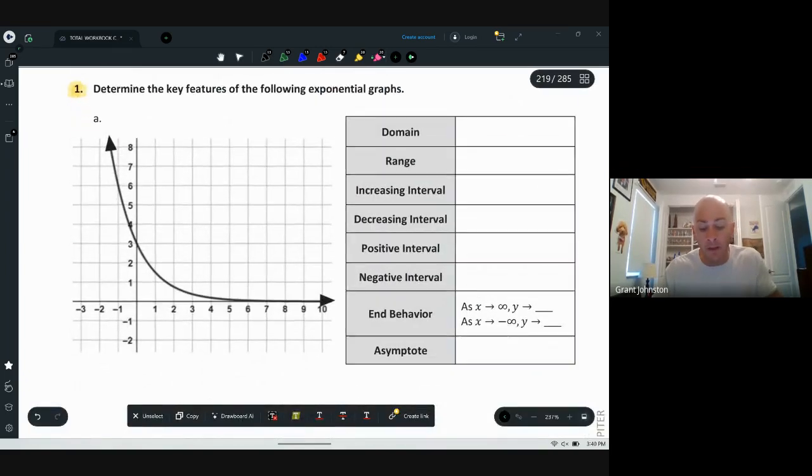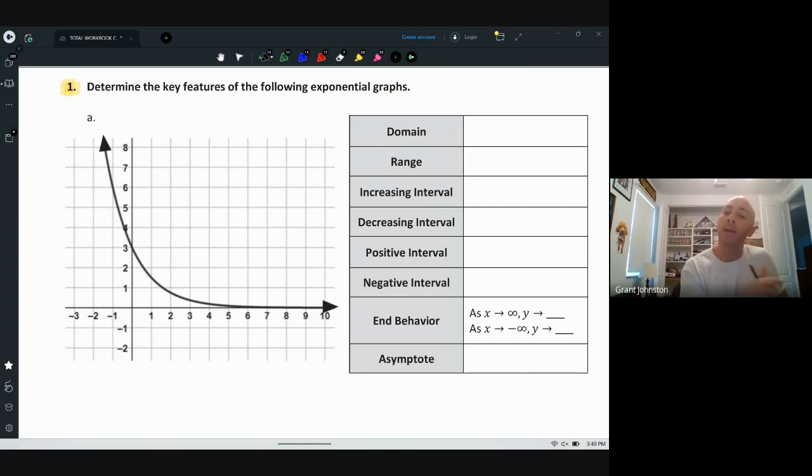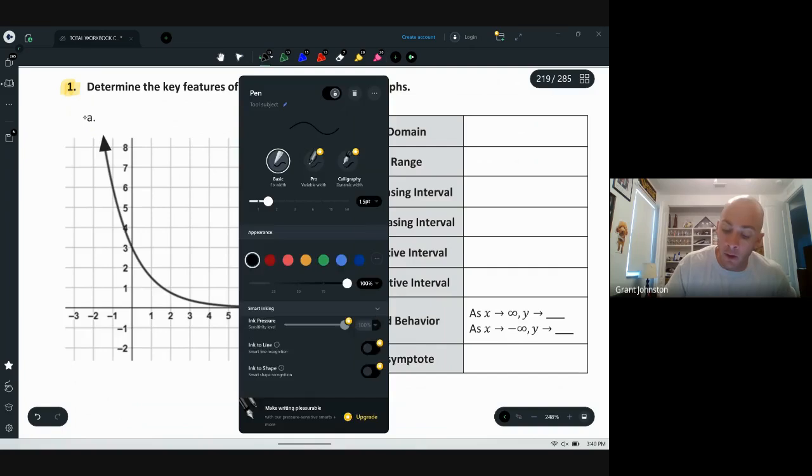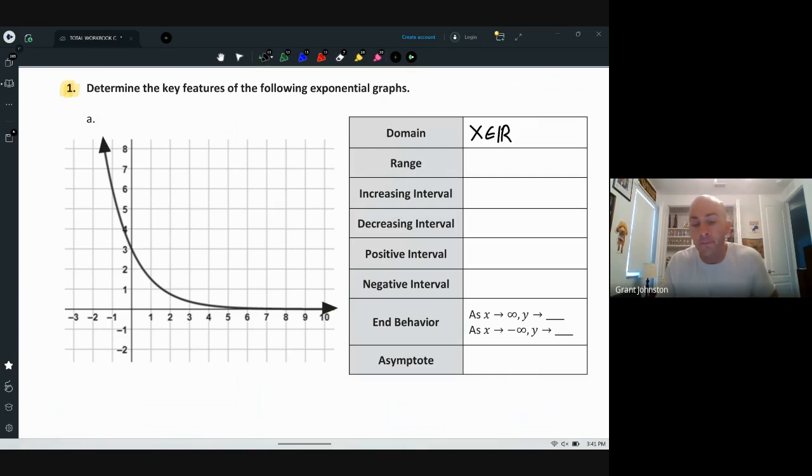Okay, so let's determine the key features here. So domain, we've done a lot. We got arrow on the left. We got arrow on the right. It's going to continue to go forever in the x direction on the left and continue to go forever in the x direction on the right. So it is all real numbers. It's going to go all the way to negative infinity and all the way to positive infinity. The domain is all real numbers.